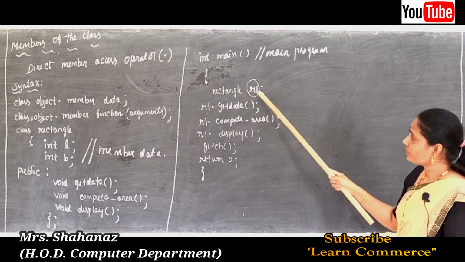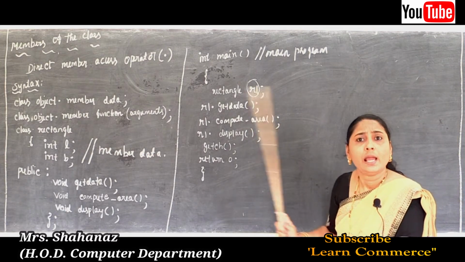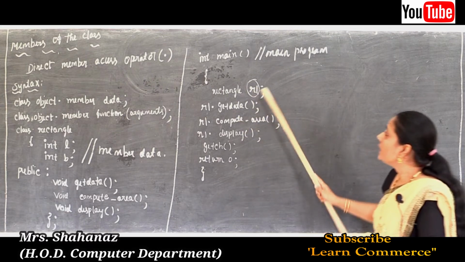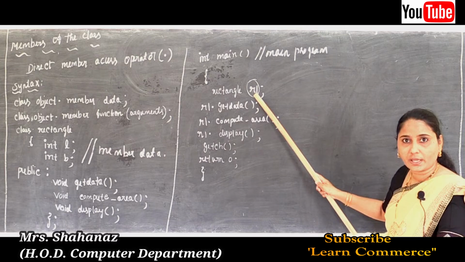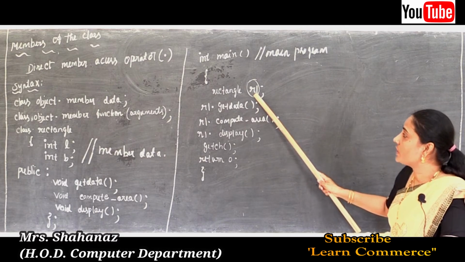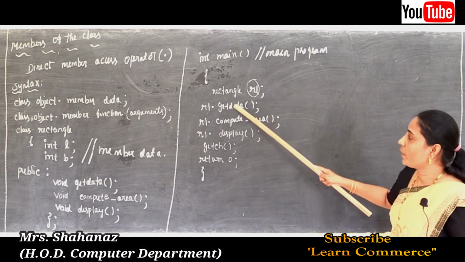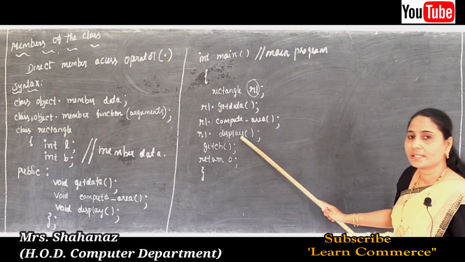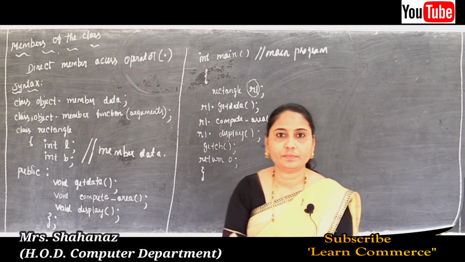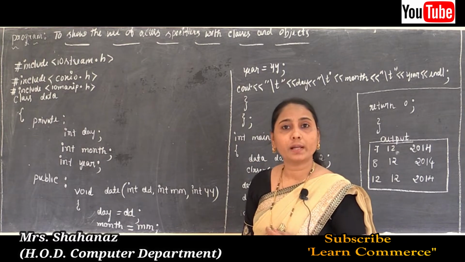And later R1 is the object, or in other words we can say the class variable. Okay, R1 is the object or the class variable here, and that calls the member functions. The member functions are get data, compute underscore area, and display. We already discussed that they are members of the class.